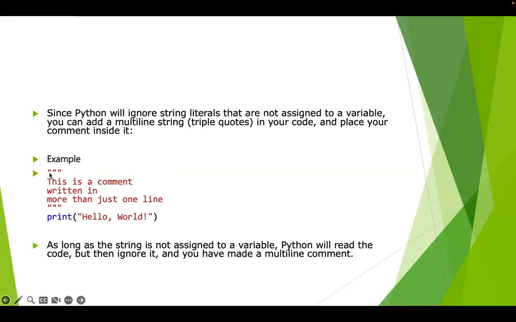You put three quotes. Once you do that, Python will not see the things inside it as a problem, and it's not going to run it. Python will ignore it. This is exactly the way we deal with it. As long as the string is not assigned to a variable, Python will read the code but ignore it, and you have made a multi-line comment.